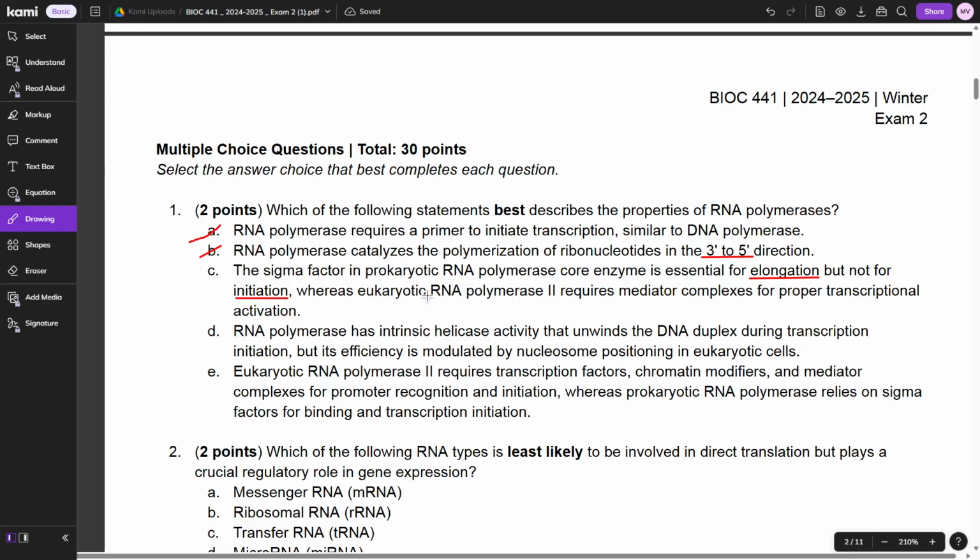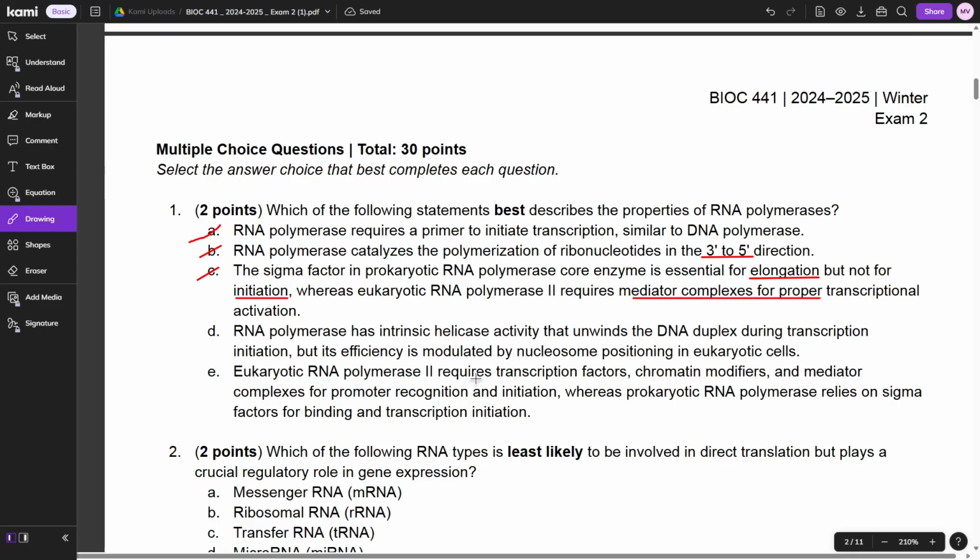And the rest of it's actually true. Eukaryotic RNA polymerase 2 does require the mediator complex for proper transcriptional activation. That is true. It's the first part that is wrong. RNA polymerase has intrinsic helicase activity that unwinds the DNA duplex during transcription initiation, but its efficiency is modulated by nucleosome positioning in eukaryotic cells.